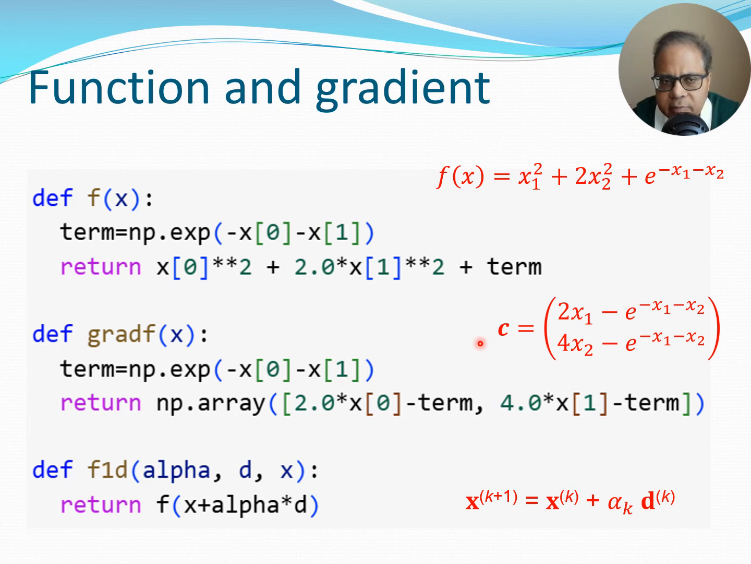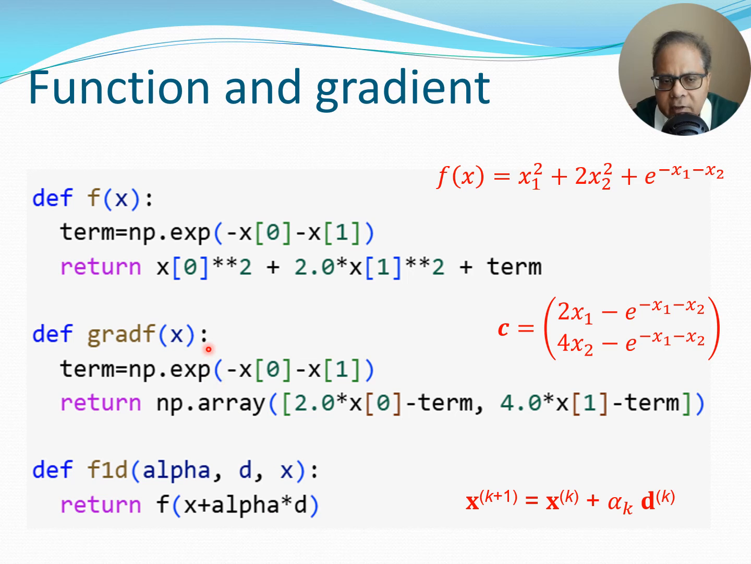So let us build up the different Python functions, and then we are going to look at the main program. The first function we build up is actually to calculate the mathematical function. So this is the Python rendering of x1 squared plus 2 x2 squared plus e to the power minus x1 minus x2. I calculate this exponential term using this term here. So I have to invoke numpy. So I bring np.exp here. Exp is the exponential function.